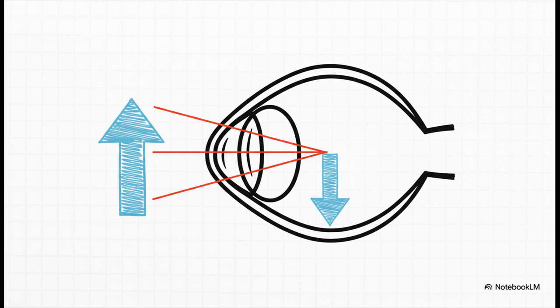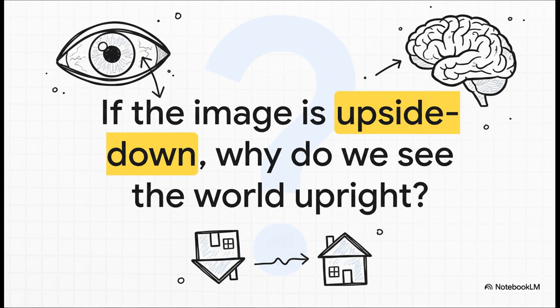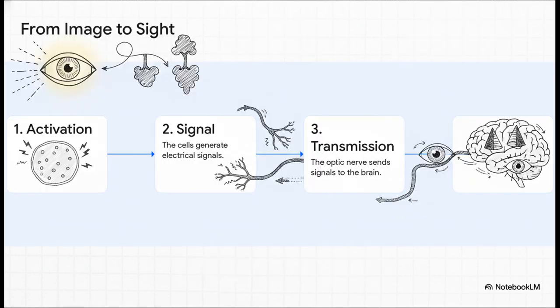Now here's a very, very crucial point. The image that is formed on the retina is a real image, and it is also inverted. That's right, it's actually upside down. This brings us to a very important question, doesn't it? If the image inside our eye is upside down, then why on earth don't we see everything upside down? Well, this is where our amazing brain comes into play.